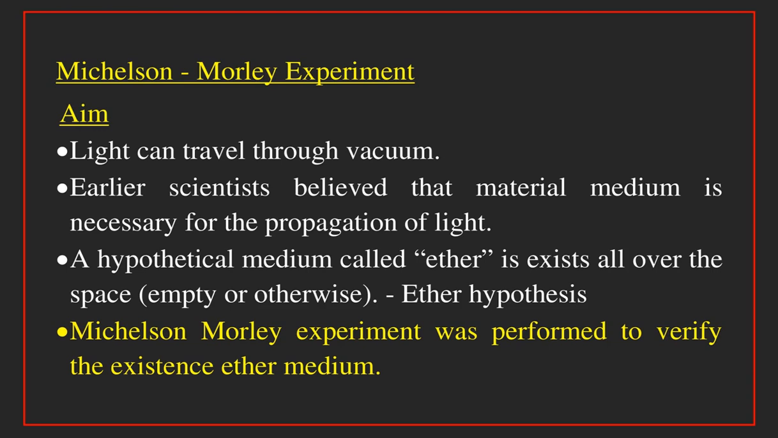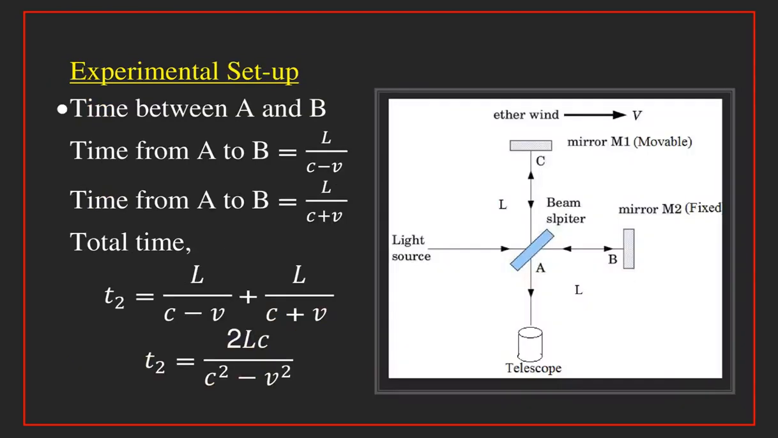The principle of the experiment was to detect the velocity of Earth in the ether medium. For that, they used a setup called the interferometer, later named Michelson's interferometer. As the name suggests, it works on the principle of interference of light beams, so it was a very sensitive instrument.